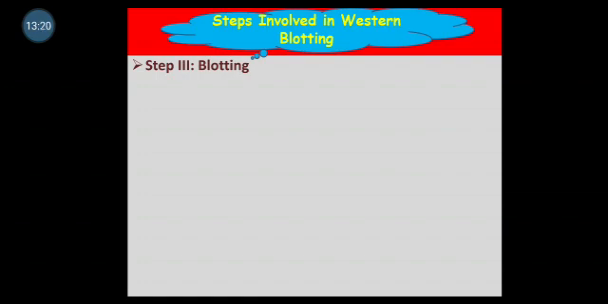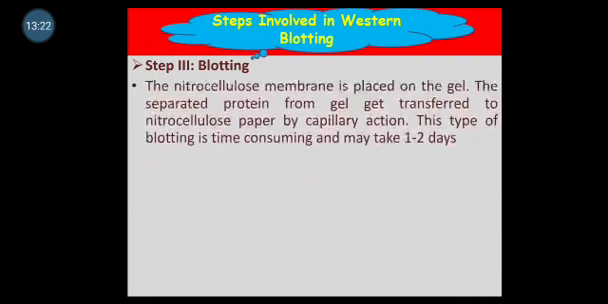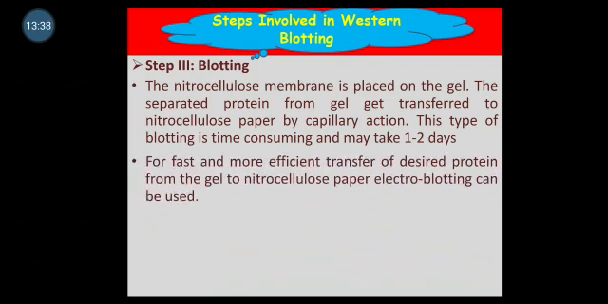The third step involves blotting. The nitrocellulose membrane is placed on the gel. The separated protein from the gel is transferred to nitrocellulose paper by capillary action. This type of blotting is time consuming and may take 1 to 2 days.